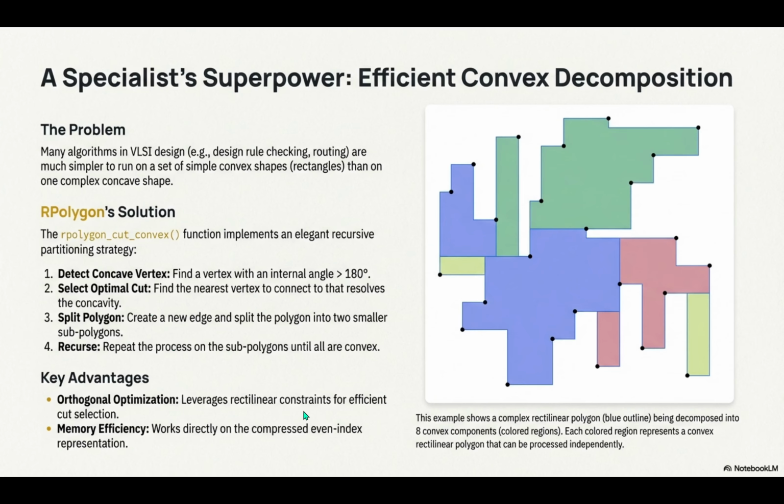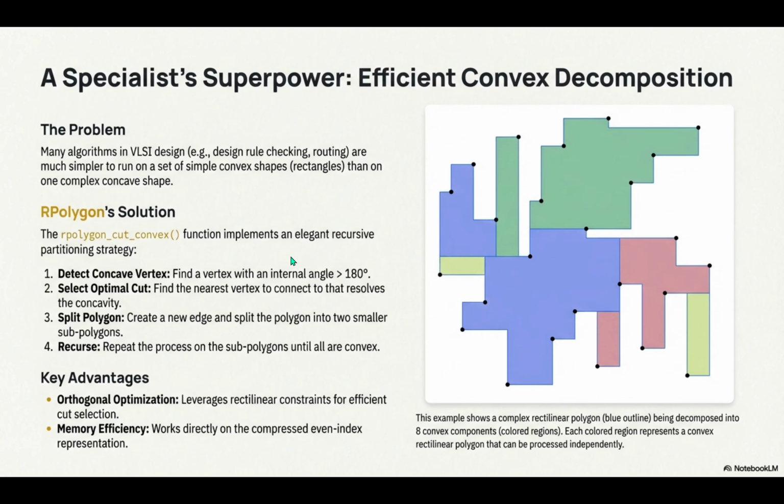The solution in VLSI is rigorous convex decomposition. Meaning we break the ugly, complex, concave shape down into a collection of simpler, manageable, convex pieces, usually rectangles, right, since those are the simplest rectilinear components. Correct. The goal is to transform one complex problem, routing around one difficult obstacle, into a much simpler problem of routing around many simple rectangles. And the specialized R polygon decomposition algorithm does this really efficiently, using a recursive partitioning strategy. Okay, walk us through the steps of that recursive strategy. How does the algorithm decide where to cut?